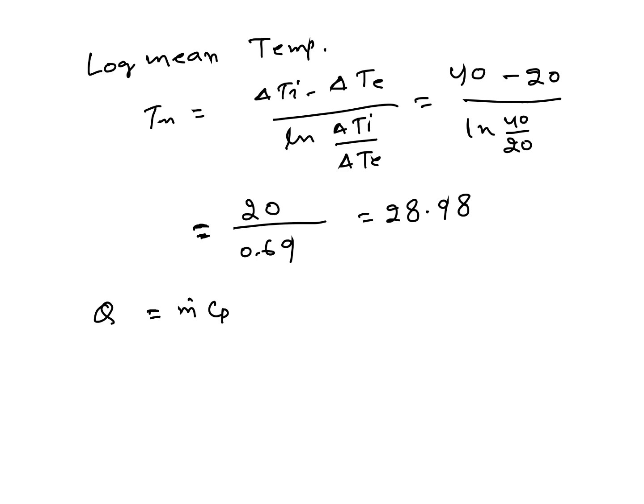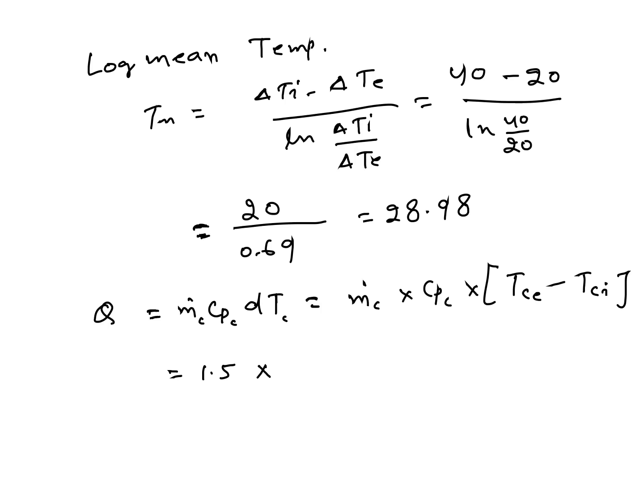Then Q, heat transfer, is m Cp dT. The m dot for cold fluid is given, so for the cold fluid you apply m dot c into Cpc into cold fluid exit temperature minus cold fluid inlet temperature. Put the values: mass flow rate is 1.5, into Cp 4.2 kilojoule, into 80 minus 40, so we'll get 254 kilojoule per second.